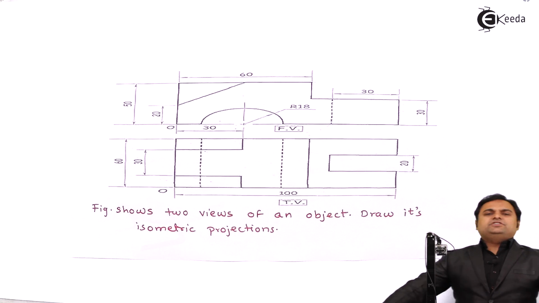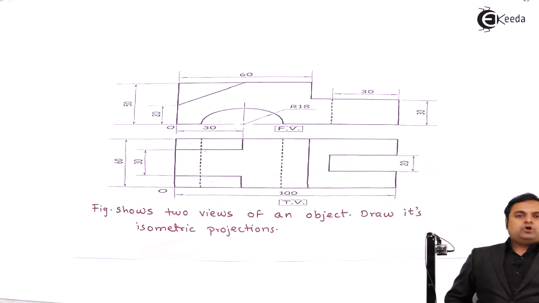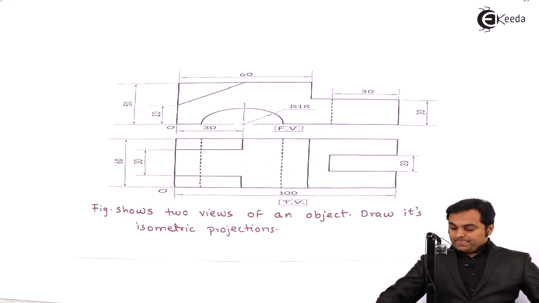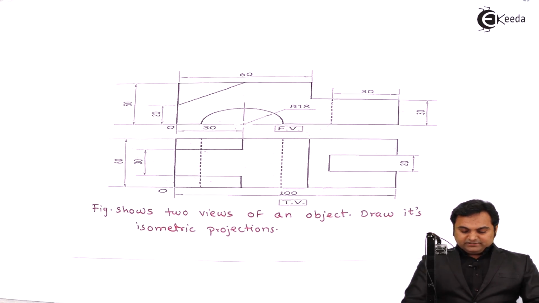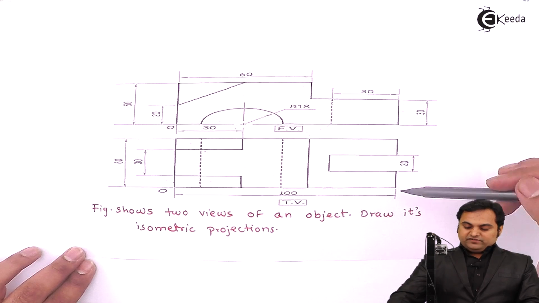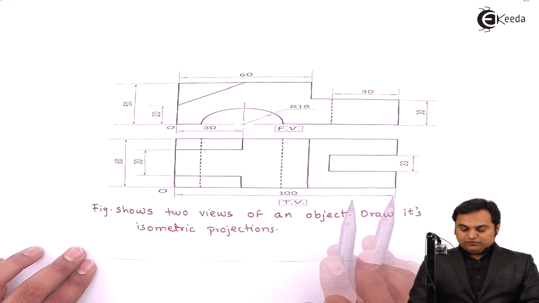Hello friends, here in this video we are going to see a problem on isometric projections or isometric views. For that, here we have a question. It is given that the figure shows two views of an object. The two views are given like FV, which is front view, and this is top view.